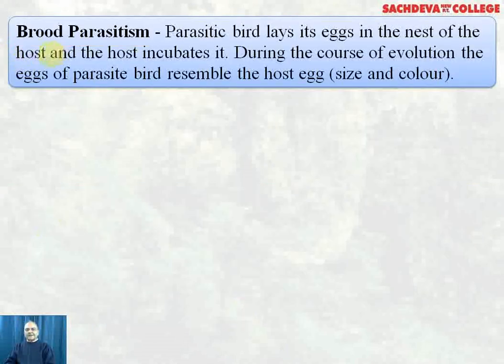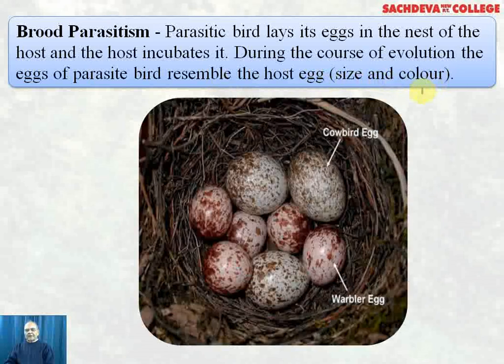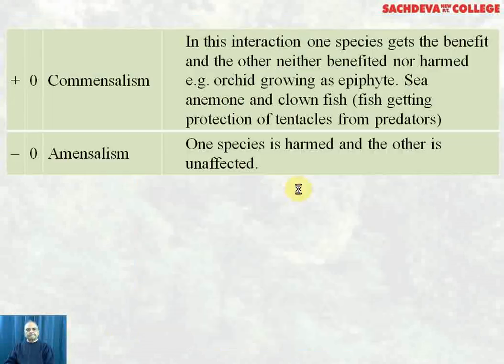Brood parasitism. A parasitic bird lays its eggs in the nest of the host and the host incubates them. During the course of evolution, the eggs of the parasitic bird resemble the host egg both in size and color, and you can see how much resemblance there is between the two.